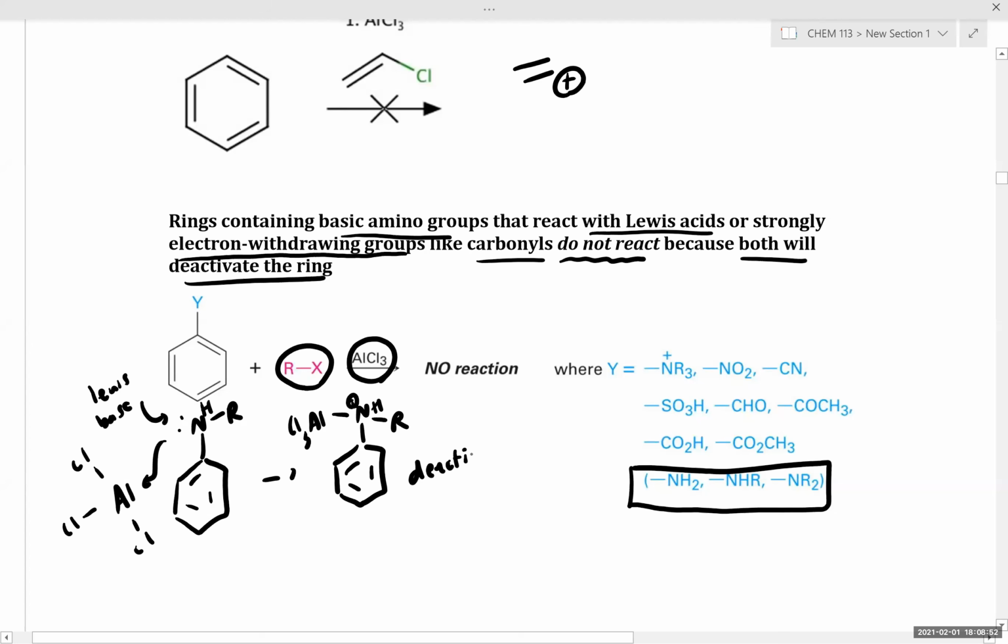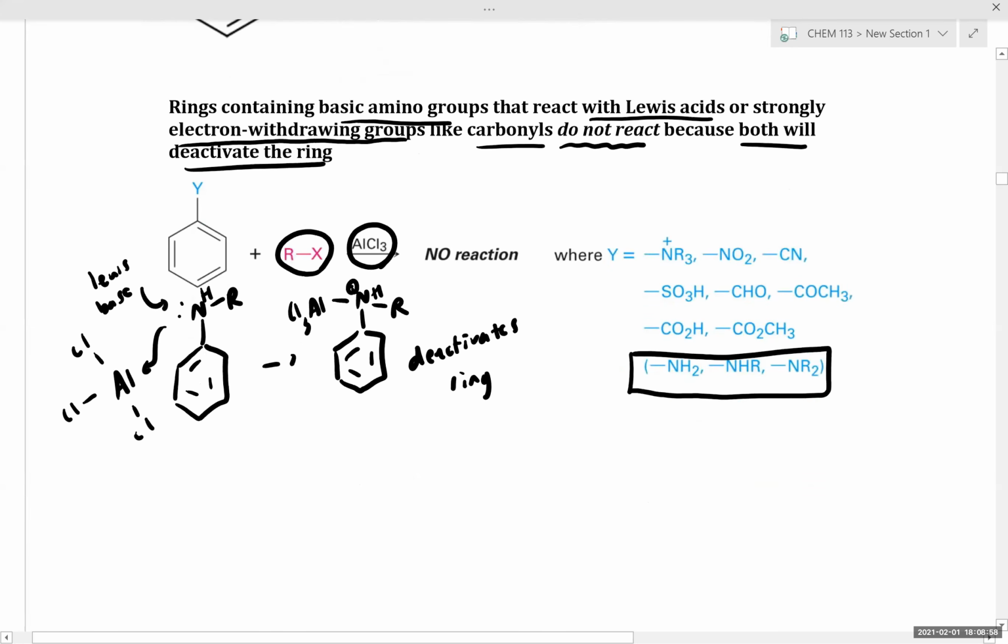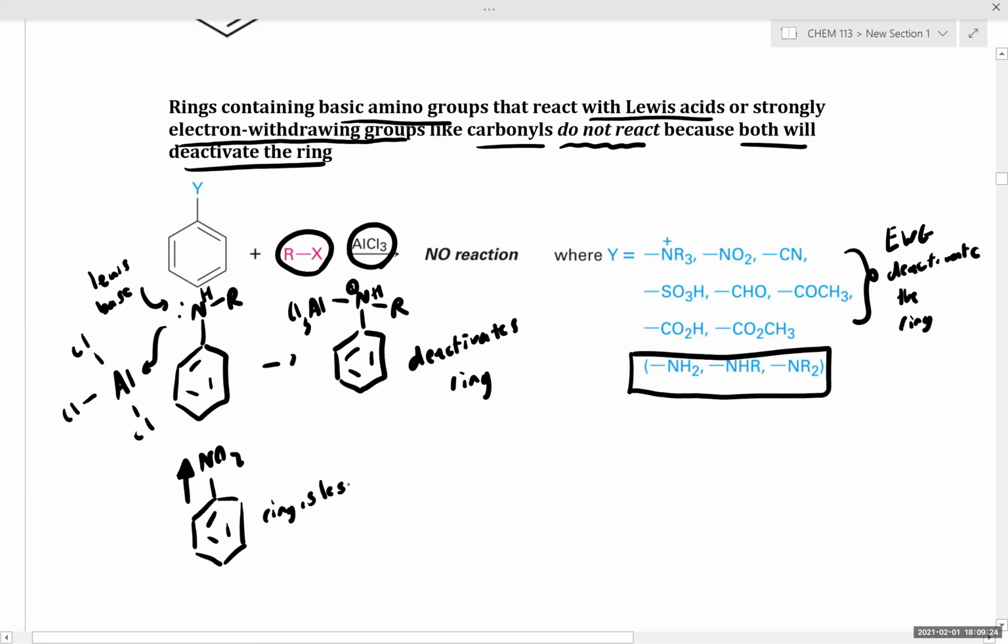And this in turn deactivates our ring. Now, when we talk about these electron withdrawing groups, these electron withdrawing groups deactivate the ring. If we think about what happens if we have an electron withdrawing group, like a nitro group, for example, this nitro group is electron withdrawing, and in turn, our ring is less electron rich, and our pi bonds are less nucleophilic.